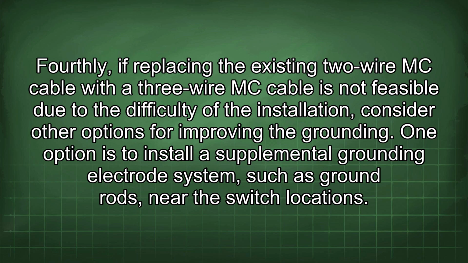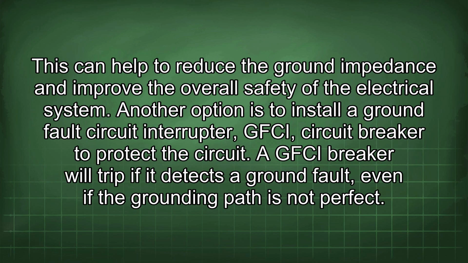to the difficulty of the installation, consider other options for improving the grounding. One option is to install a supplemental grounding electrode system, such as ground rods, near the switch locations. This can help to reduce the ground impedance and improve the overall safety of the electrical system.